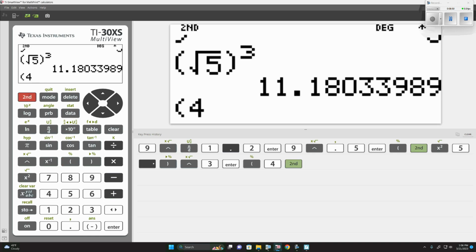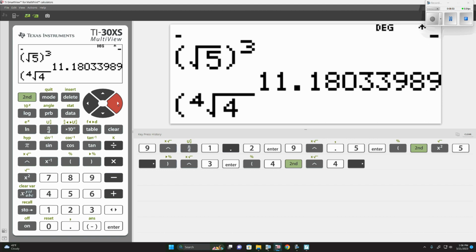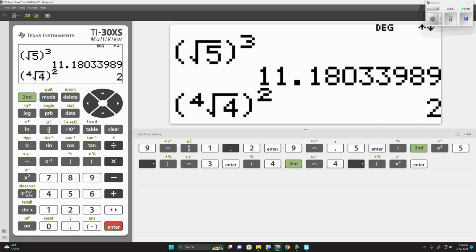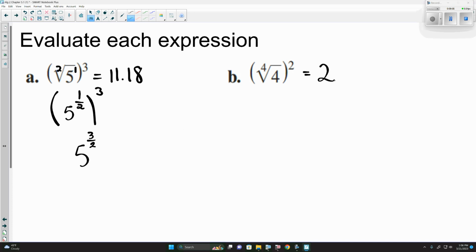So we can do 4, second, nth root of 4, close parentheses, squared, which will tell us that it is 2. Now let's try rewriting this as a fractional exponent. Well, the number or exponent with the 4 is still 1. The bottom of it would be 4, because the 4th root is the same as 1/4.